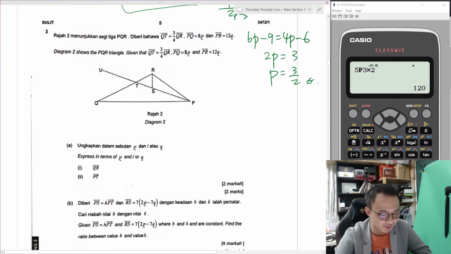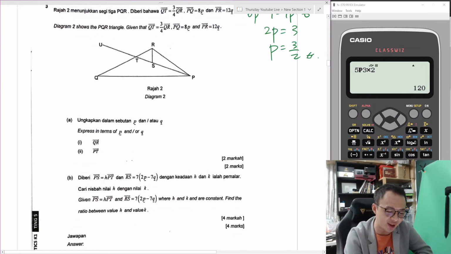Okay, vector. So over here, they tell us QT is 3 over 4 QR. So basically it means QT is ratio 3, QR is ratio 4, so here will be ratio 1. All right, then PQ is 8P and PR is 12Q. So normally I would draw the arrow for it, easier for myself.